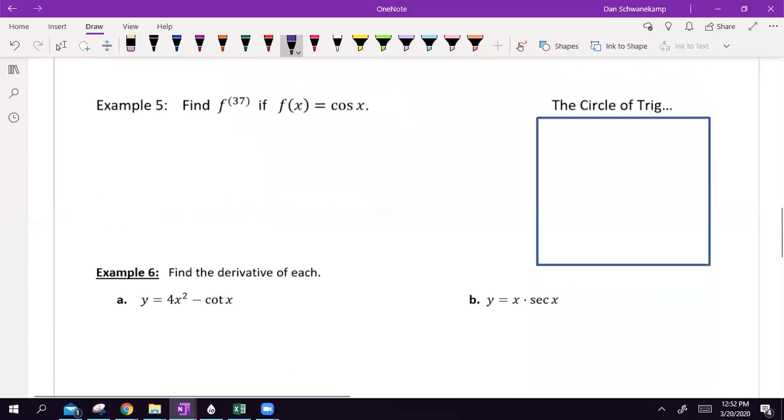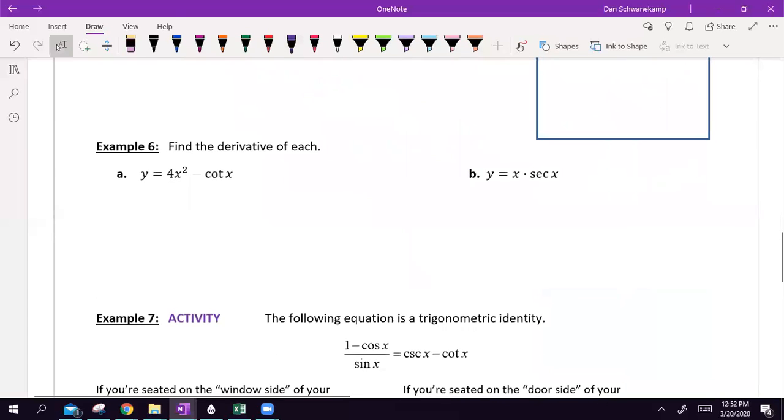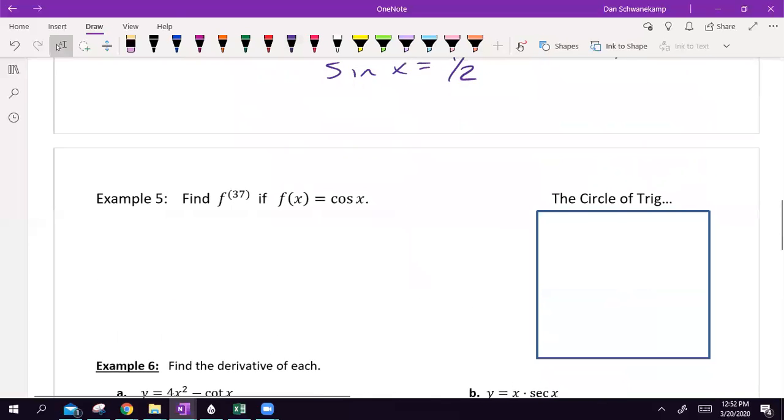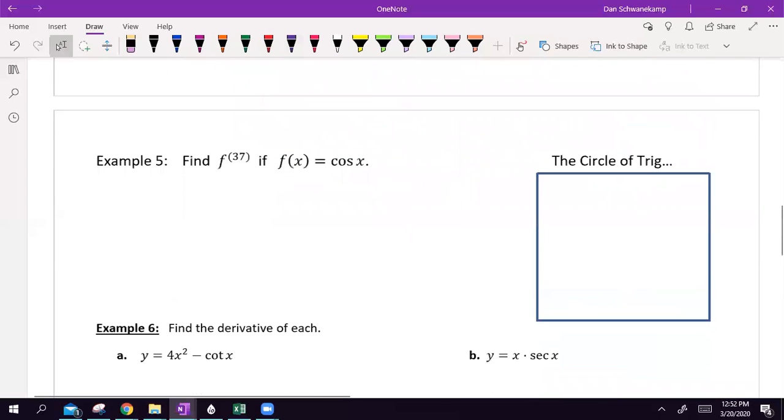Let's keep it going. 3 problems left. See what you can do with it. Number 5. So number 5, they asked on the AP exam last year. So it's kind of a strange question, but this is what they did. And we're going to look at that right now. So number 5 says, find f with the little 37. So that means the 37th derivative. This could be a little bit weird, but let's start going here.